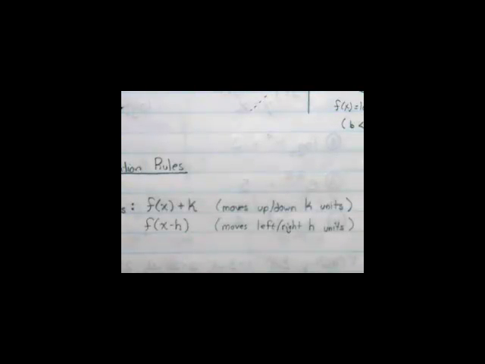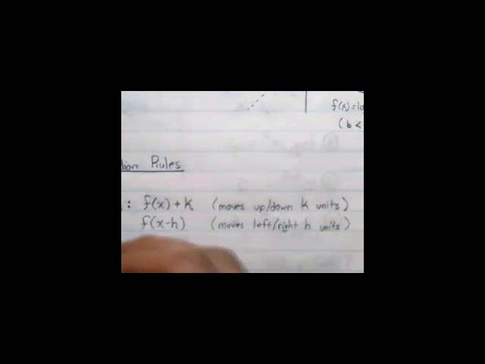And then the stretches and shrinks, same kind of a thing. It's the opposite. When it's a left and right type shrink, a horizontal shrink, the vertical stretches and shrinks, those are the normal ones.